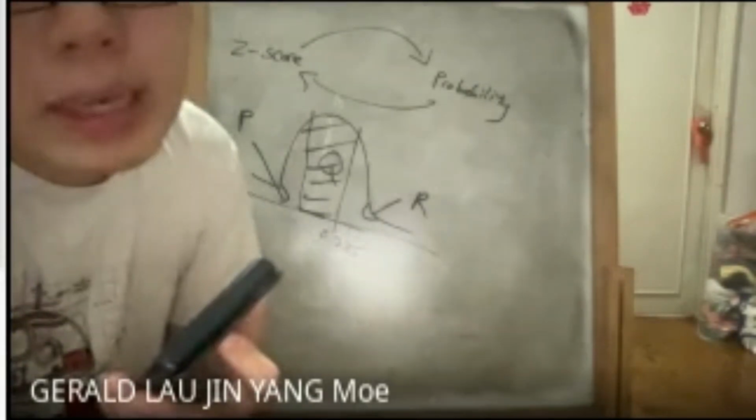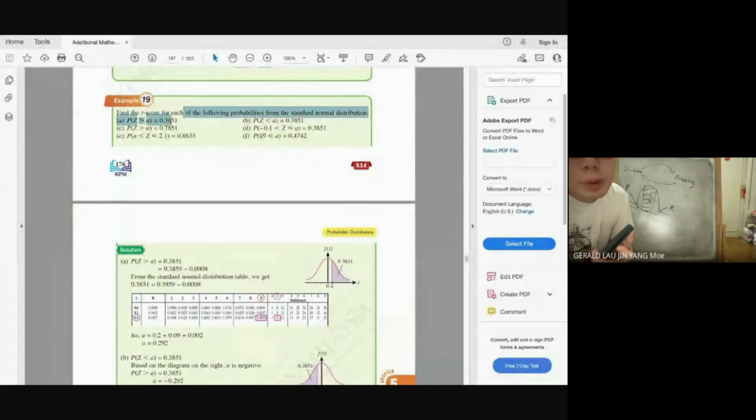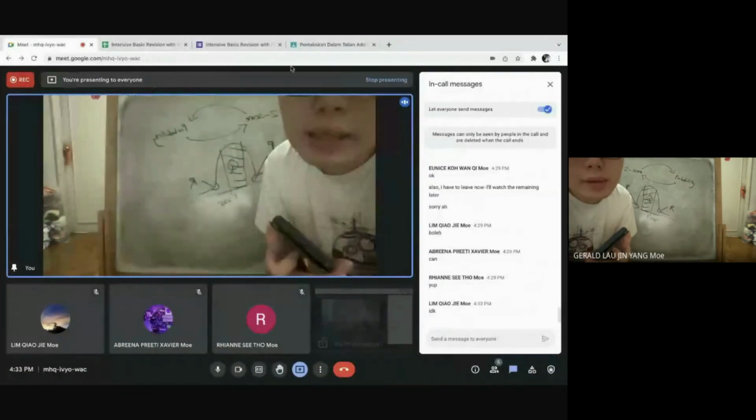Don't know, right? Okay, tak apalah. Okay, so now they give you the probability, and they want you to find the Z score. So how do you find it? You use your table. You use this table, okay?